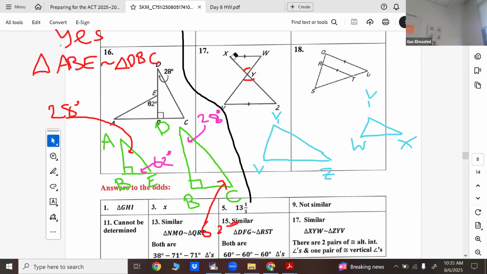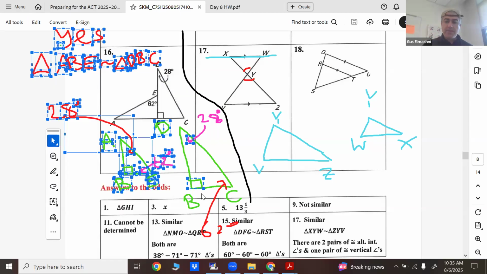Now, why are V and W the same? These are all parallel lines, right? Remember we had parallel lines, we had a line that went through it. So what if I extended? I know it's really tricky. What if I extended? And let me erase the other stuff here because now it's getting kind of messy.